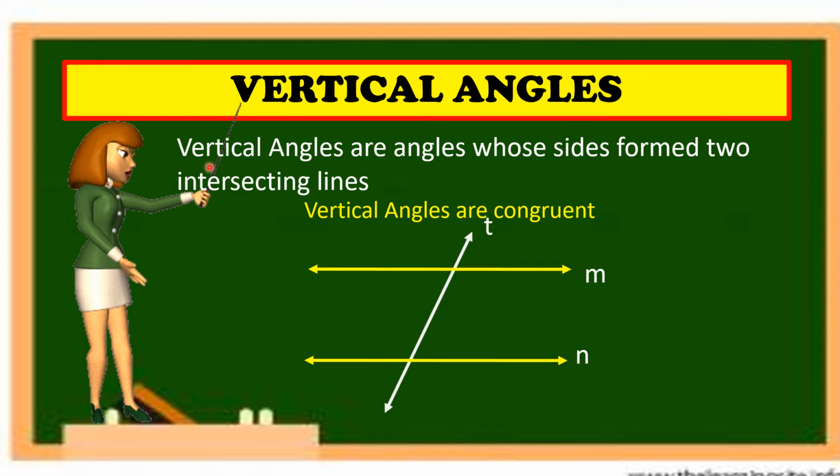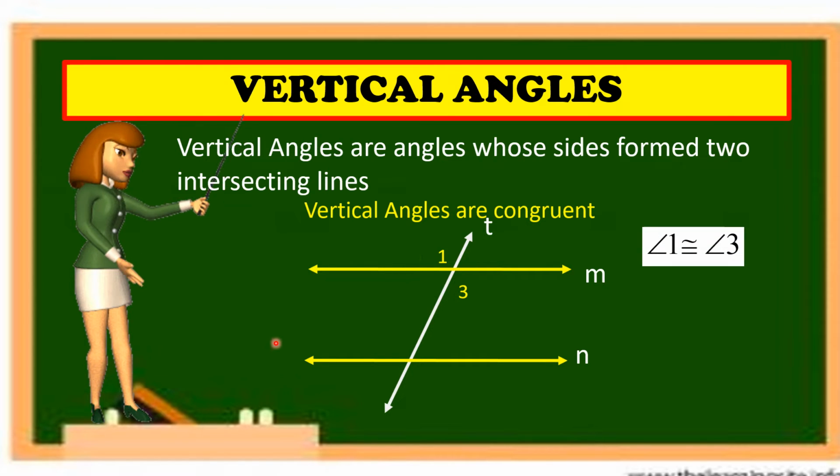Vertical angles. Vertical angles are angles whose sides form two intersecting lines. So what are the pairs of vertical angles? We have angle 1 and angle 3 are vertical angles. And it is stated that vertical angles are congruent. Therefore, angle 1 is congruent to angle 3.